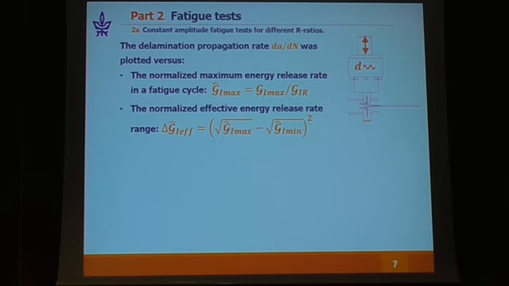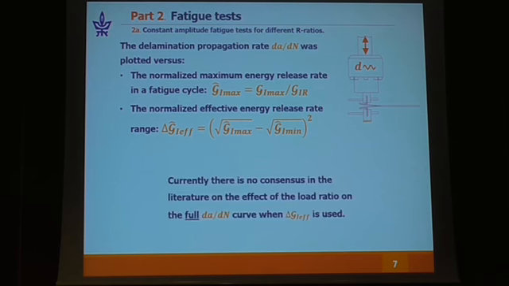And the second parameter which was used is the normalized effective energy release rate range, which is simply the square root of G max minus the square root of G1 min, to the power of 2. Currently there is no consensus in the literature on the effect of the load ratio on the full da/dN curve when delta G1 effective is used, and it was also talked about somewhat in the previous lecture.